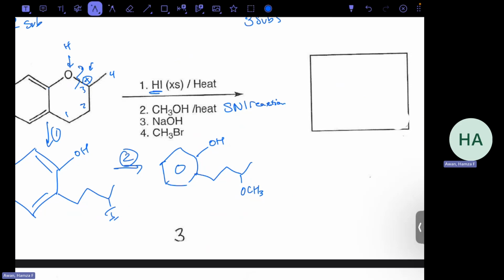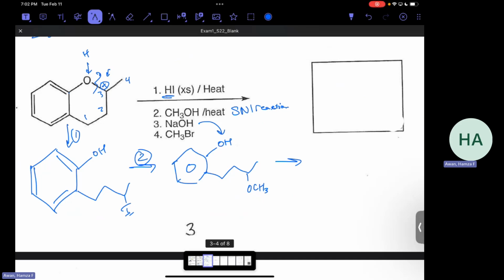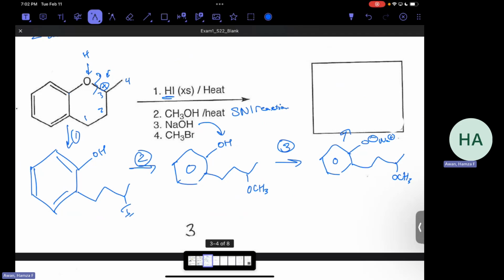So in this case, all this NaOH does is take that hydrogen off that oxygen. So it becomes an O minus, right? Which makes it into a good base. So for number 3, we have our O minus Na plus, then our OCH3, and our final step, CH3Br.